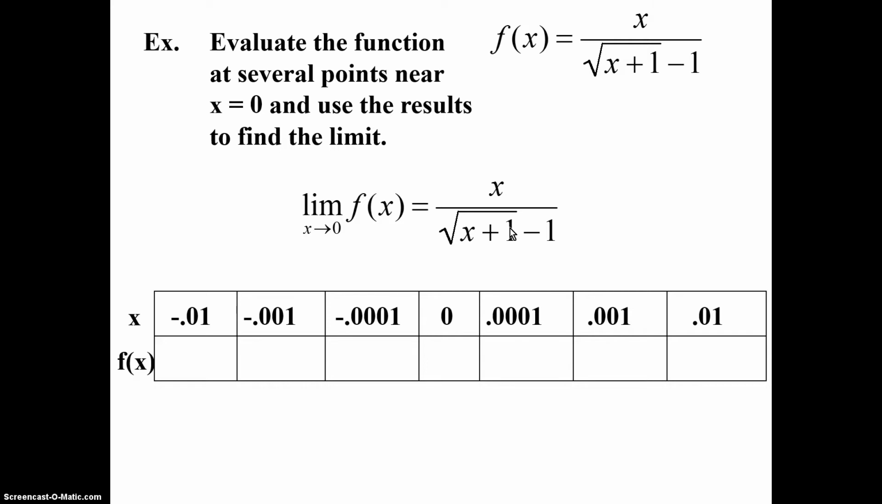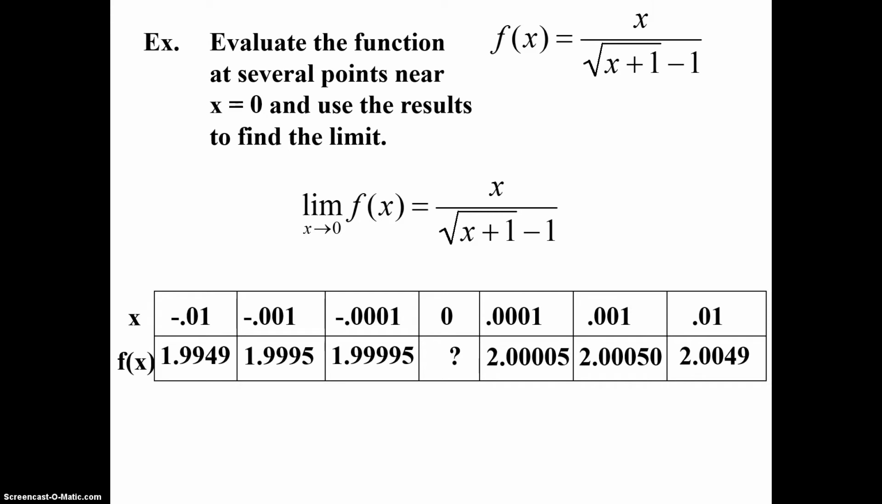Okay, so if you plug each of those values in, you get the following. And we're going to skip 0 because if you were to plug in 0, you get 0 plus 1, which is 1. The square root of 1 is 1, and 1 minus 1 is 0. So it gives you division by 0, which is undefined. And then if we plug in the right-hand values, we get the following.